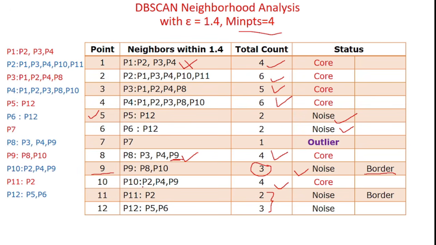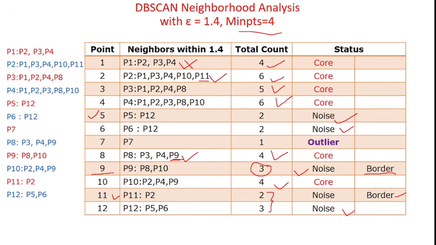Fine. In the same way, P11. This P11 is present in core data point 2, so this P11 is also a border point. And if you see P12, you are not able to see it in any of the cores, so it is noise only.